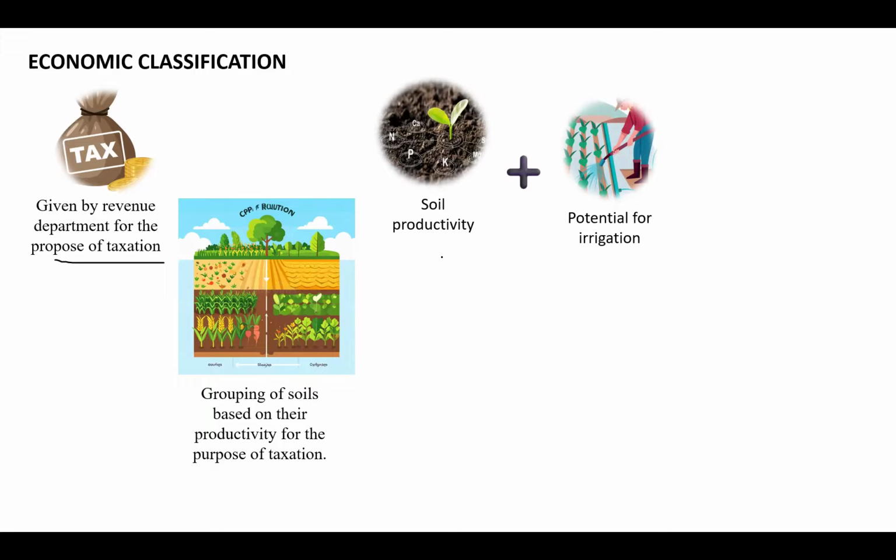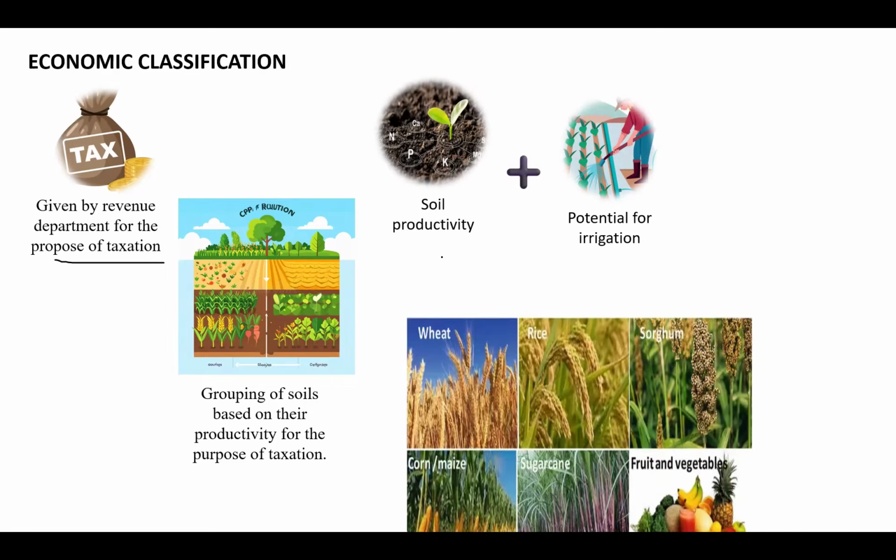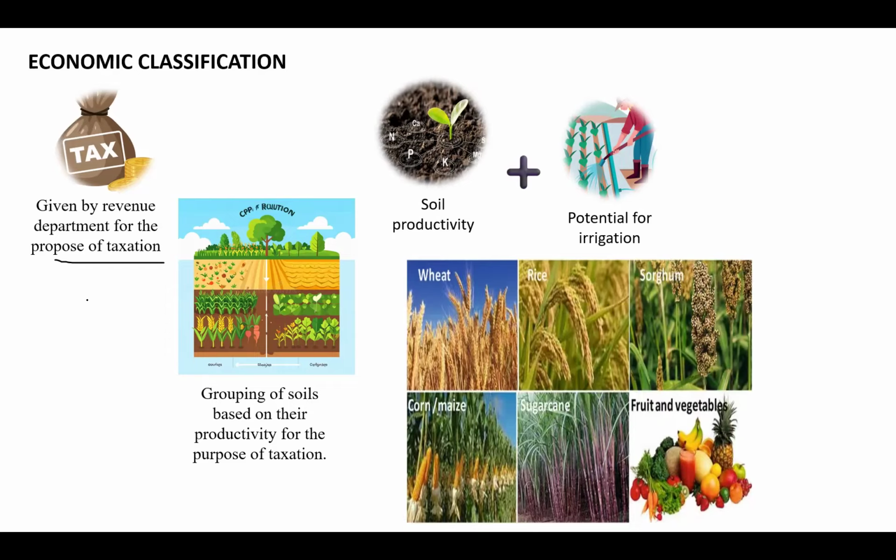This type of irrigation will produce different types of crops. So this taxation is done based on the production of different crops in your particular land area. But this classification has one disadvantage. Imagine in a particular land, in one season, there is a very bumper crop. Different crops have been grown and they consider it a highly taxed land.